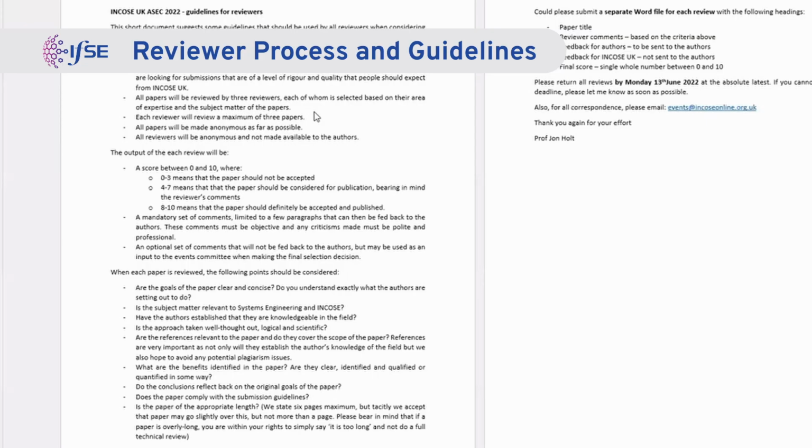Okay. These comments, and we say that they must be objective, and any criticism made must be polite and professional. That's just professionalism from the reviewers. But also bear in mind that there's an optional set of comments that's not fed back to the authors that might be used as an input to the events committee when we're making the final decision.